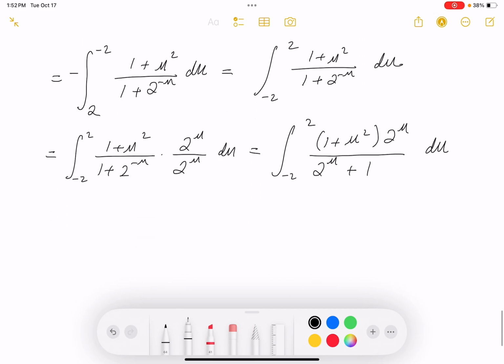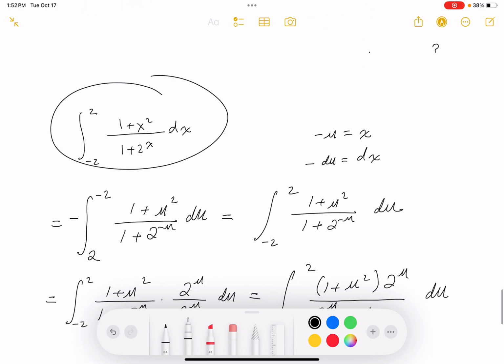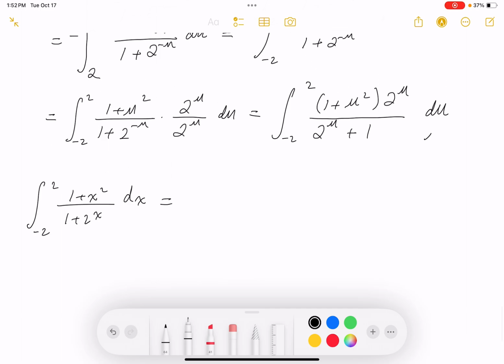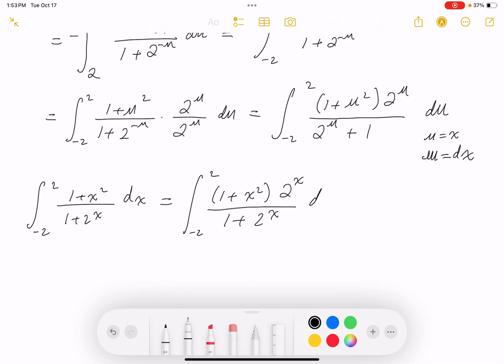All right? So the original integration I wrote down, which was the integral from minus 2 to 2 of 1 plus x squared over 1 plus 2 to the x dx, is now equal to, I'll tell you what I'm doing over here, I'm going to say u equals x, du equals dx. I'm just going back to the land of x's. What do you get? The integral from minus 2 to 2 of 1 plus x squared times 2 to the x over 1 plus 2 to the x. Yes, I made a commutation error, dx.